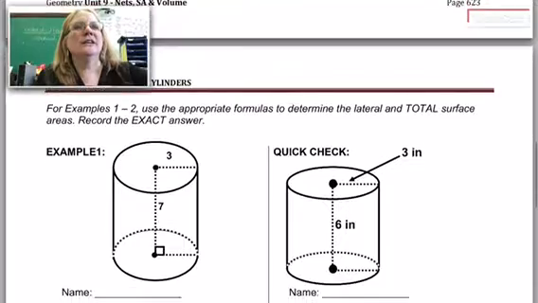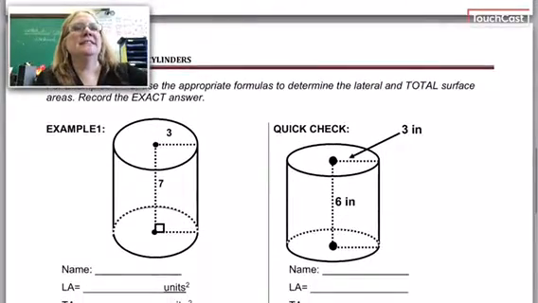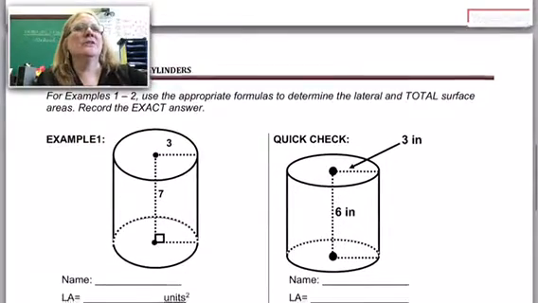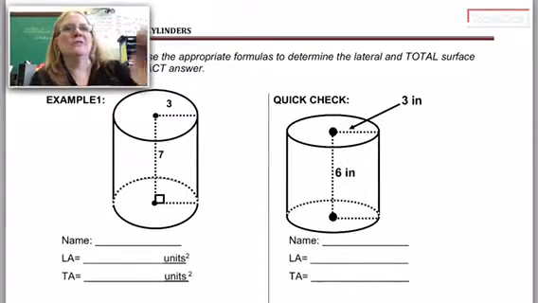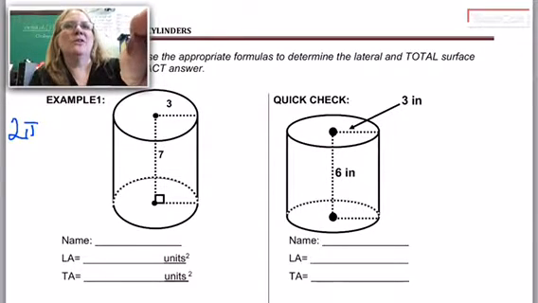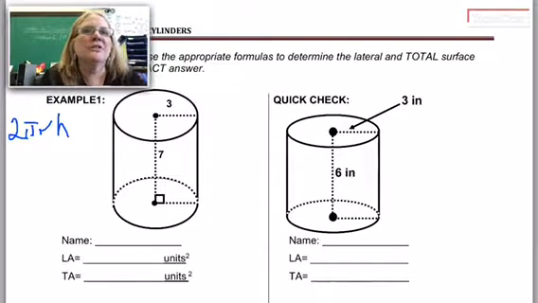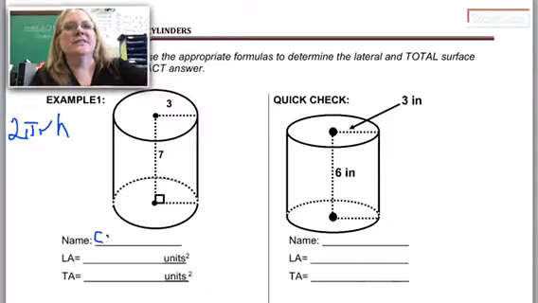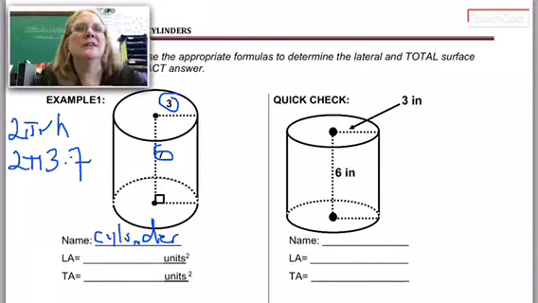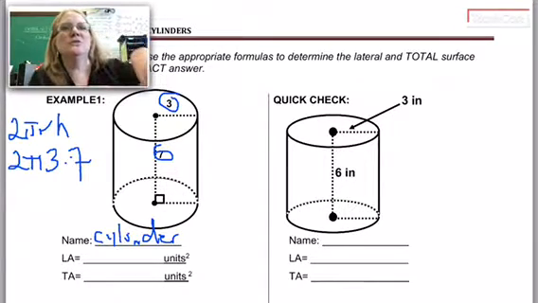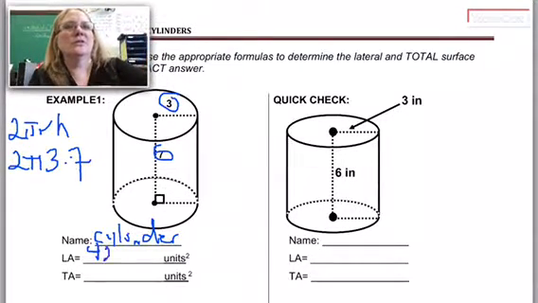All right, so we look here, and we want to put the exact answers, and that means we want pi in our answer. So I'm just going to write the formulas. We have 2 pi RH for the lateral area, and this is a cylinder. So we're going to multiply 2 times pi times the radius, which is 3, times the height, which is 7. So that is 42 pi.